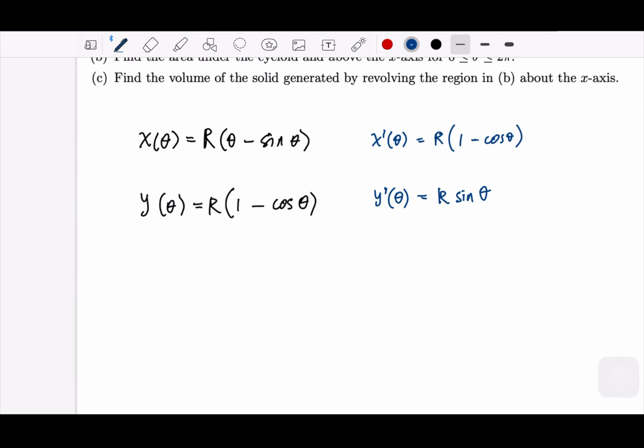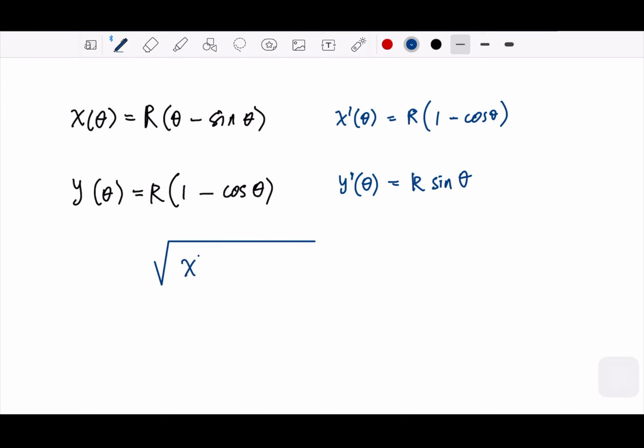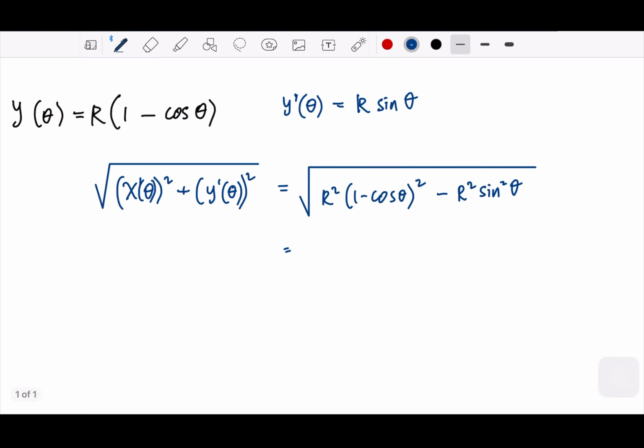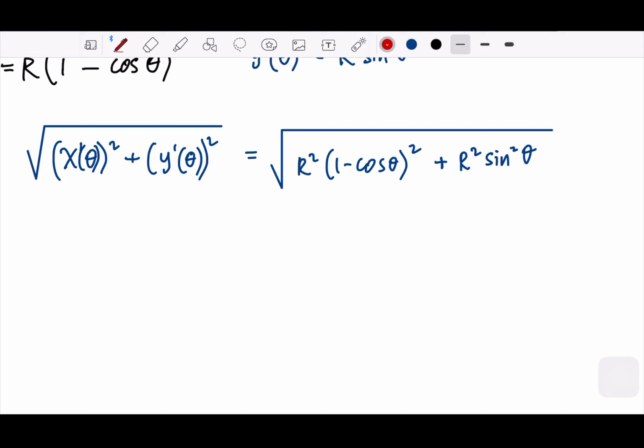Now what we are going to do is set up the square root of x prime squared plus y prime squared. Now we are going to have all this under the square root. So this is r squared times (1 minus cos theta) squared. Let me just write one by one. And then I can take this out. The inside will be r squared times (1 minus 2 cos theta plus cos squared theta) and then plus sine squared theta, right?